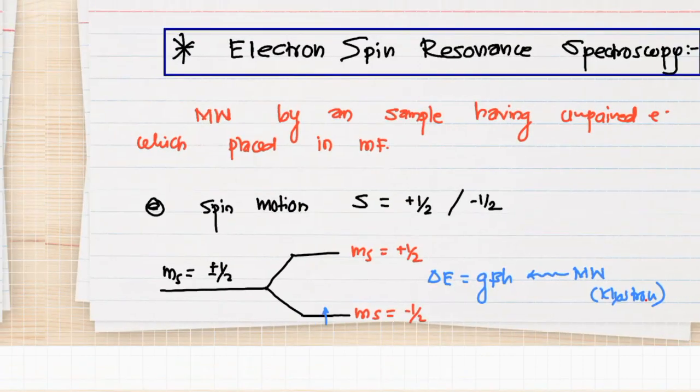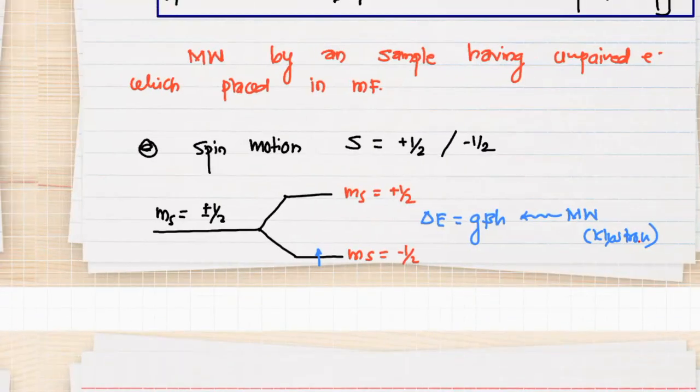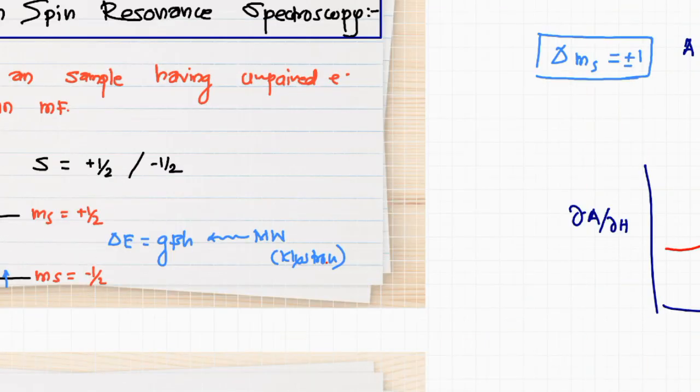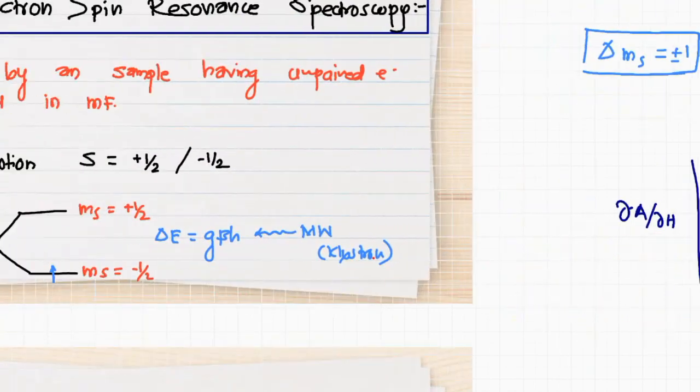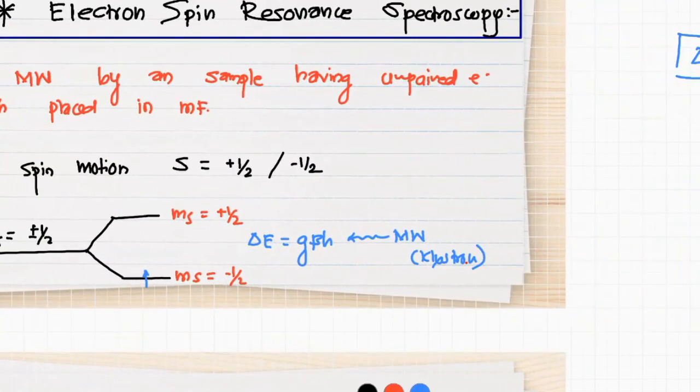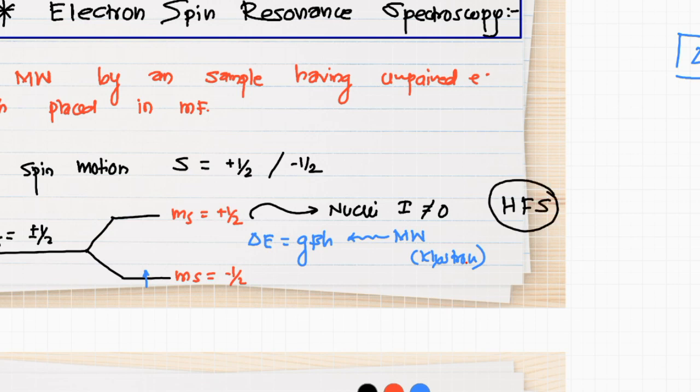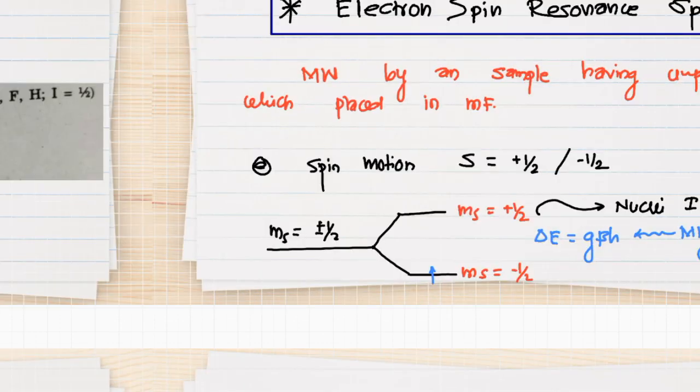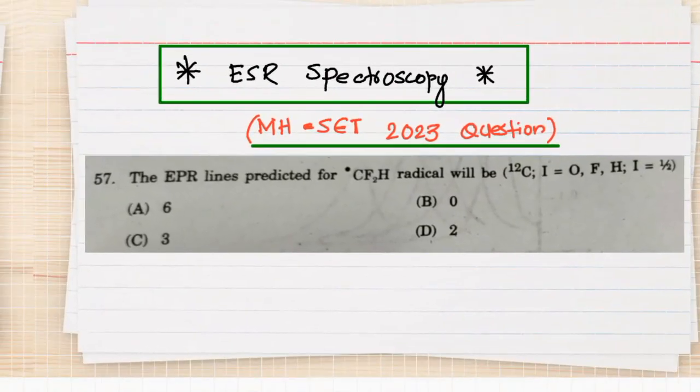Now, that split energy level further interacts with the nuclei present in the sample having a magnetic moment not equal to 0. That phenomenon is called hyperfine splitting or hyperfine interaction. Based on that simple principle, we have the first question.